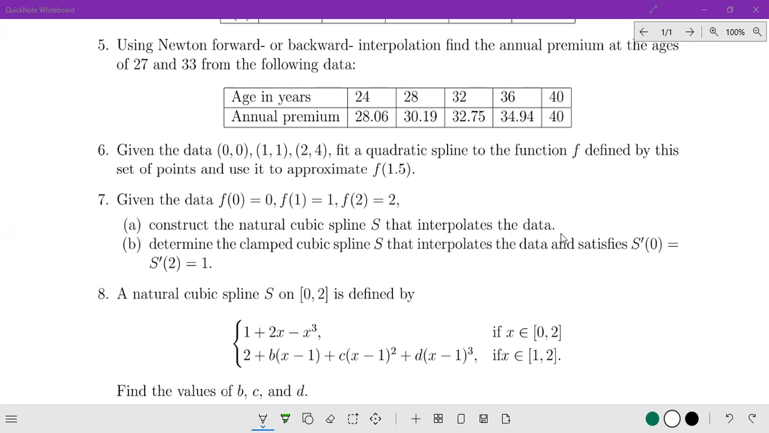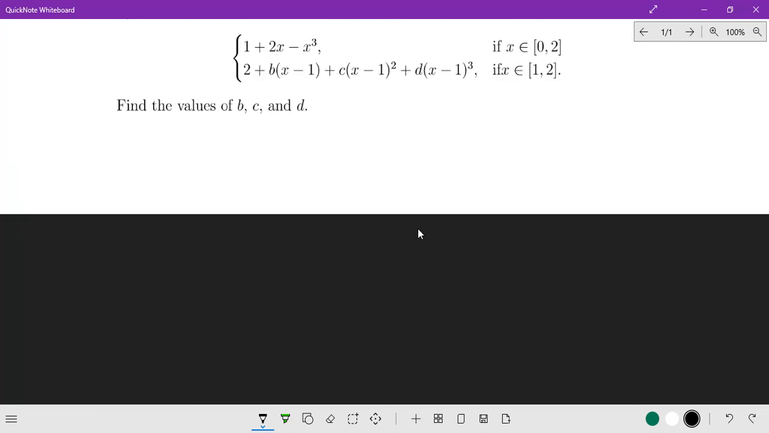The question reads: given the data, f of 0 equal to 0, f of 1 equal to 1, and f of 2 equal to 2, construct the natural cubic spline that interpolates the data. So we need to find the spline that is going to interpolate the given data. Okay, so let's start.